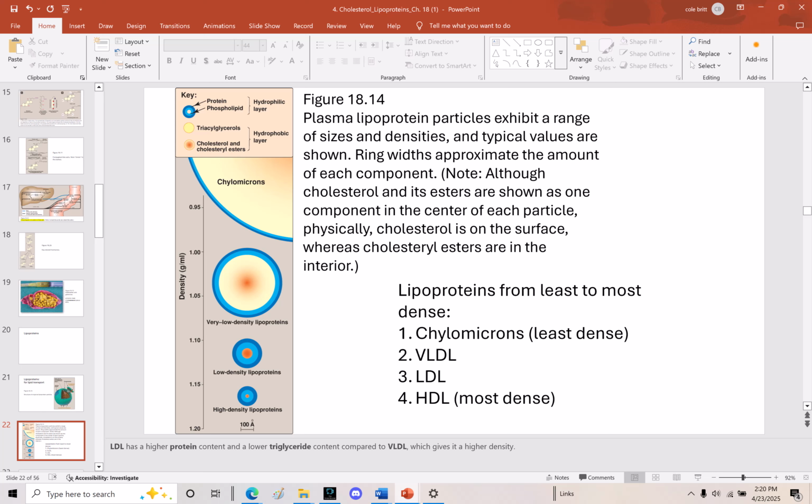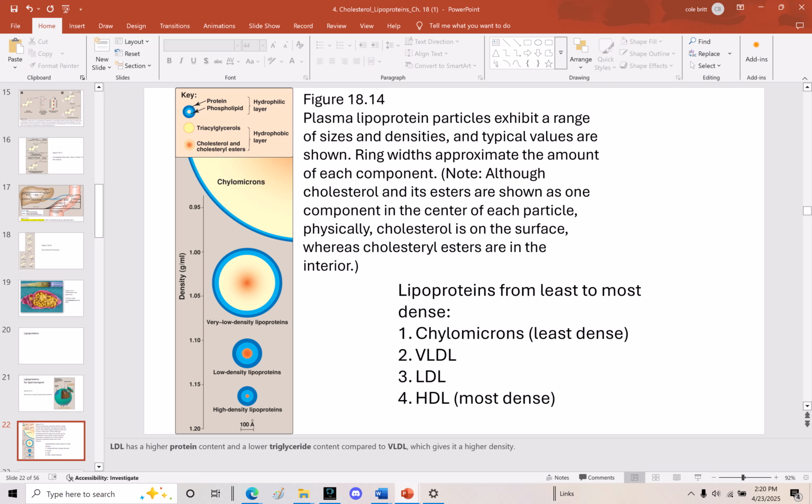LDLs, their function is to deliver cholesterol to tissues. HDL, its job is to take cholesterol from tissues and bring it back to the liver. That's a big picture of what they're all doing, and all the details we'll talk about in the slides.